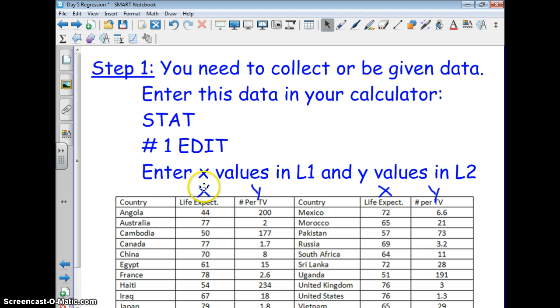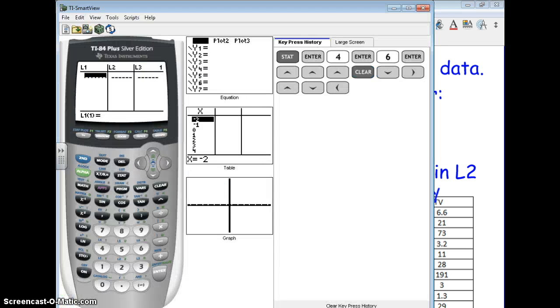So I'll start with you guys. We have 44, 77, and 50 all in our L1 column. So we're going to enter 44, enter, 77, and 50. Go ahead and pause here and take a minute to enter all the data into your calculator.